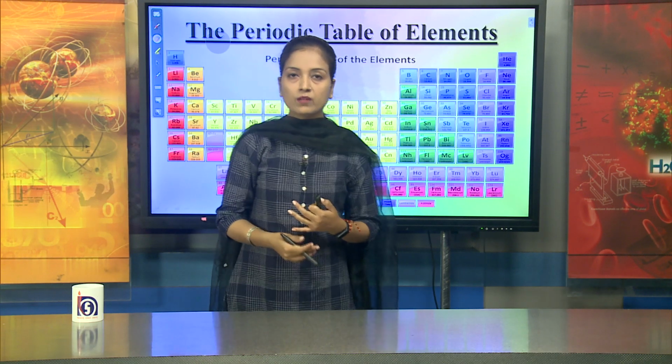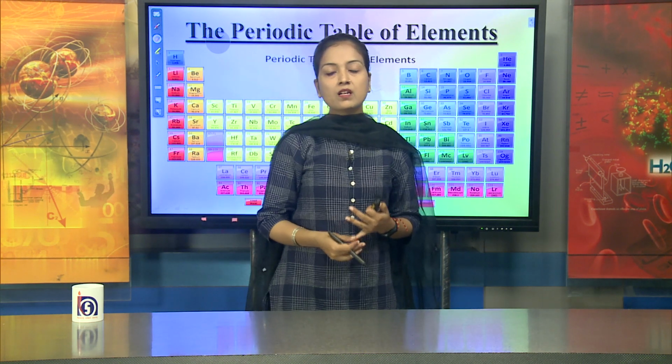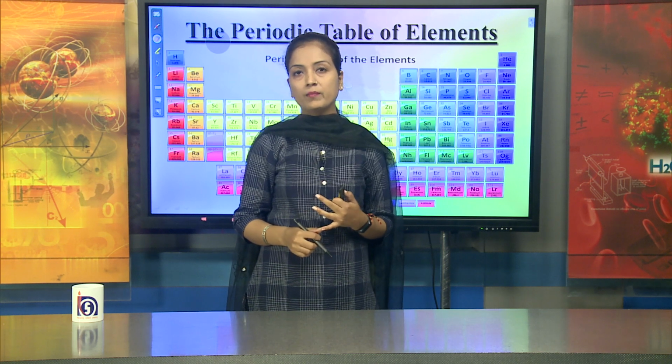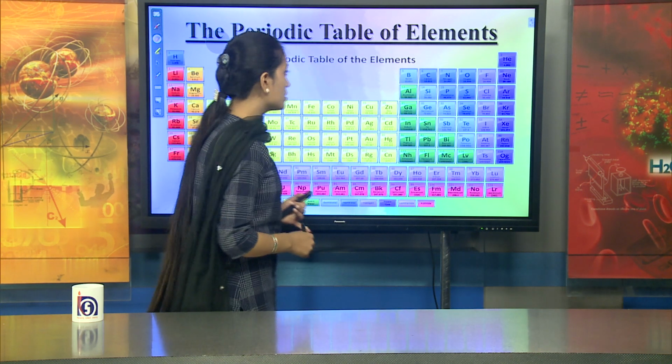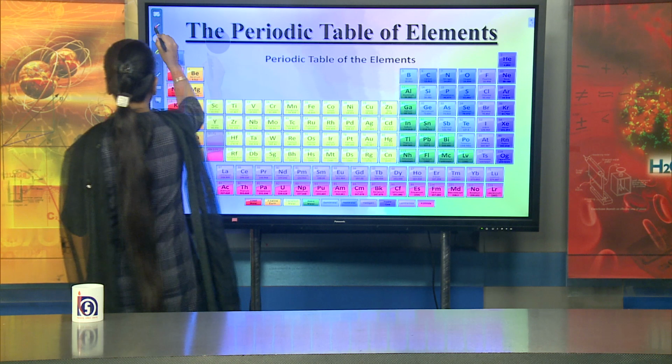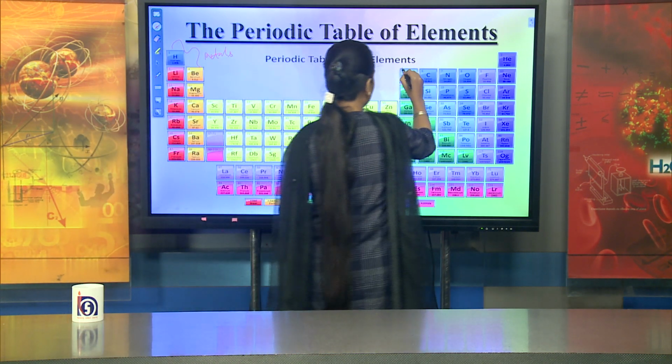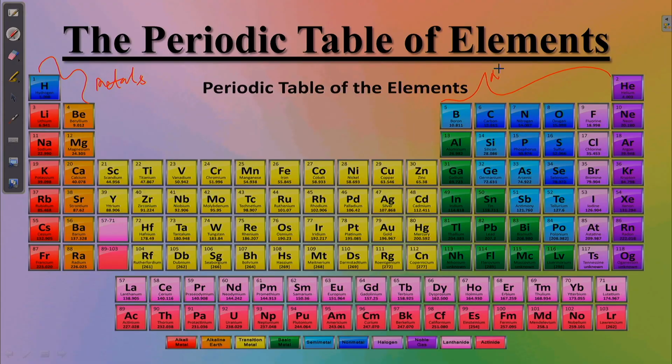Basically in our periodic table, elements are divided into metals, non-metals and metalloids. If we talk about metals, in the S block elements, metals are present. The position of non-metals is basically in the P block. Most of the elements in the P block are non-metals, and some metalloids are also there, which we will discuss later.